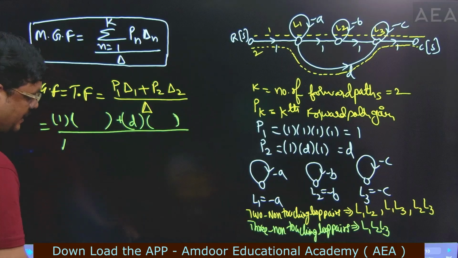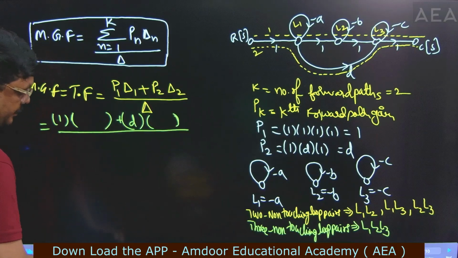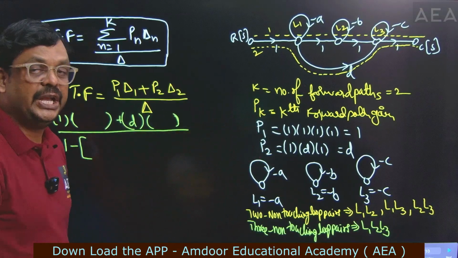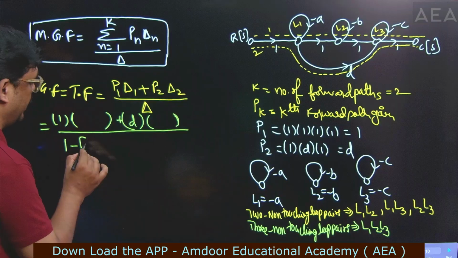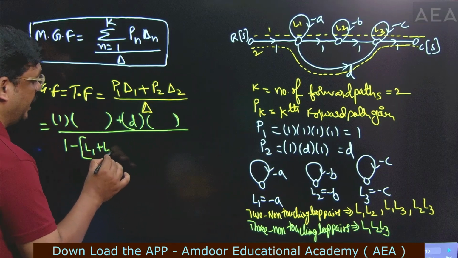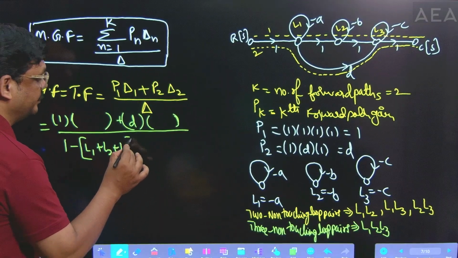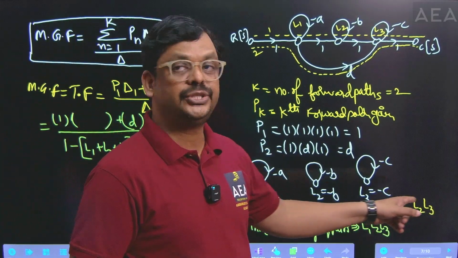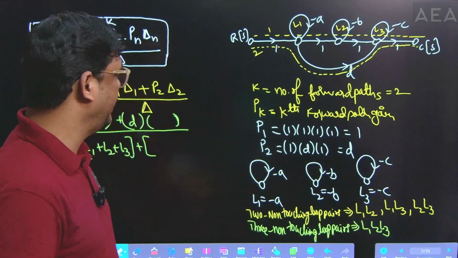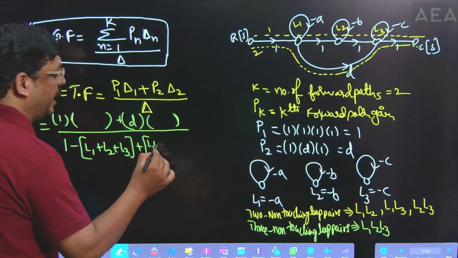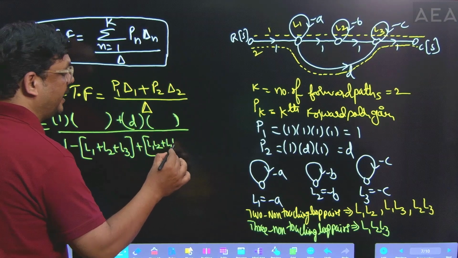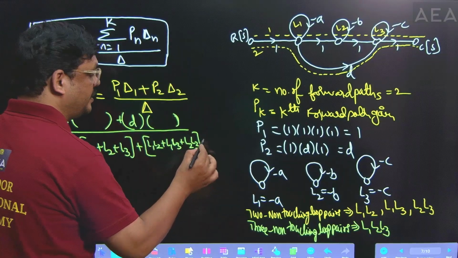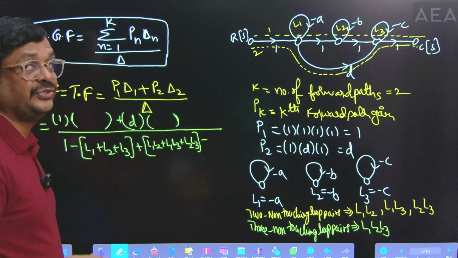The delta formula is 1 minus the sum of individual loop gains. So individual loops are here: L1 plus L2 plus L3, plus the sum of two non-touching loop pairs. Here it has totally three pairs. Write those pairs now: L1 L2 plus L1 L3 plus L2 L3, minus the sum of three non-touching loop pairs.